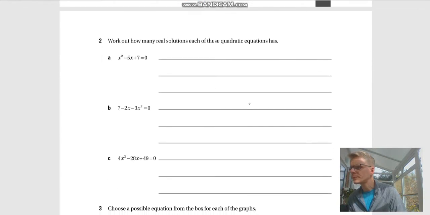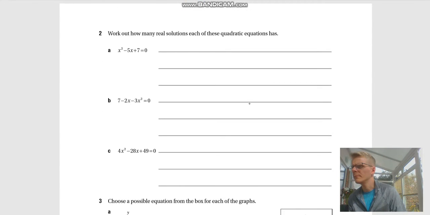With the next 3 questions, how many solutions do they have? You don't have to find them, you're just going to use the discriminant. So we're going to set out what b squared minus 4ac is for each one of these. If it's greater than 0, 2 solutions; equal to 0, 1 solution; less than 0, no solutions. I'm just running out of time on this one, so I'll start a new video.